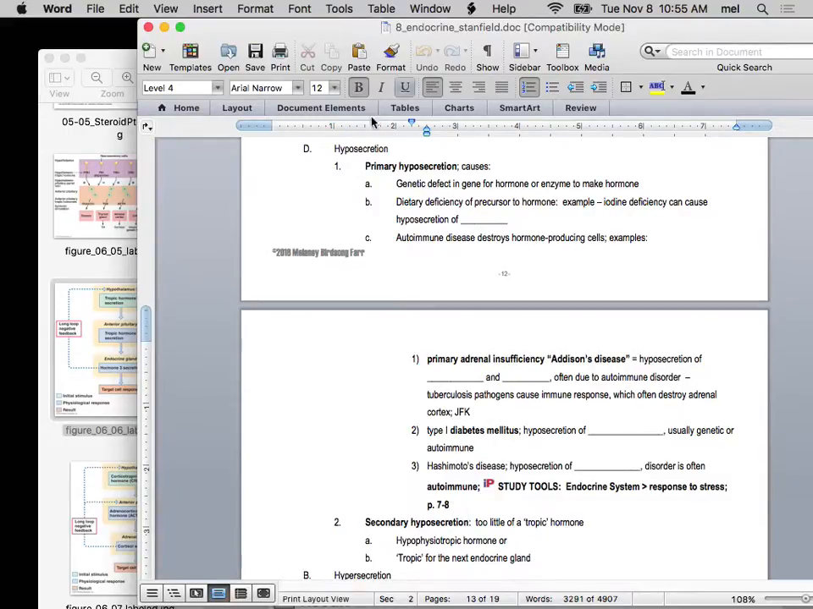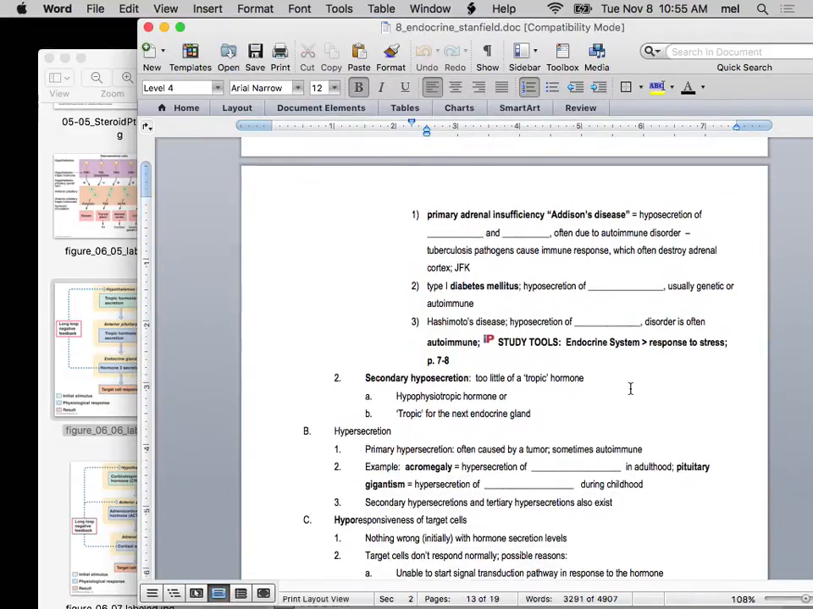Okay, so those are all primary hyposecretions. Again, the major reasons for primary hyposecretion: genetics, dietary deficiency, autoimmune, right? And then secondary hyposecretions exist. They don't look any different than primary, they're just treated differently, right? They have the same symptoms. Tertiary also exists, but they're usually treated like secondary. So you've got secondary and tertiary.